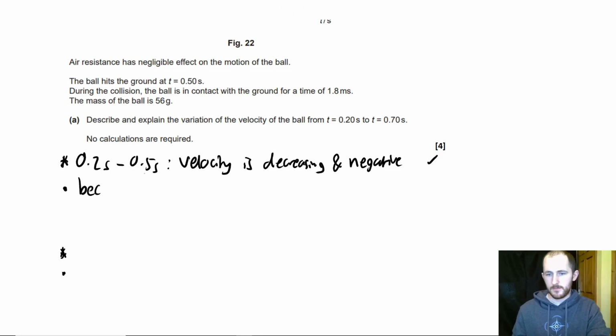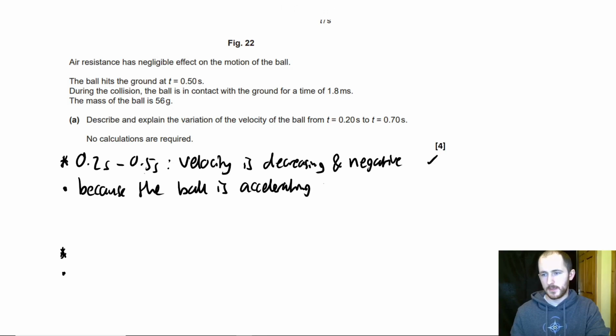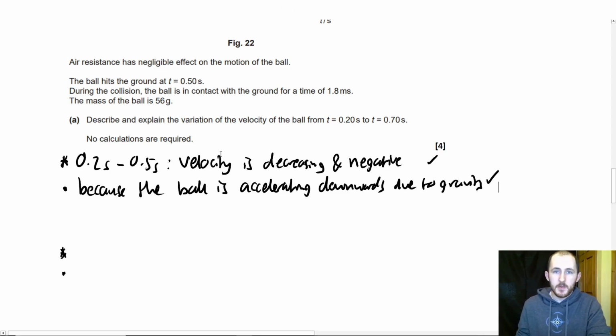Because the ball is accelerating downwards due to gravity. 2 marks. See how quickly that is? 2 marks meant to take me 2 minutes. 10-15 seconds? Bullet point, okay?